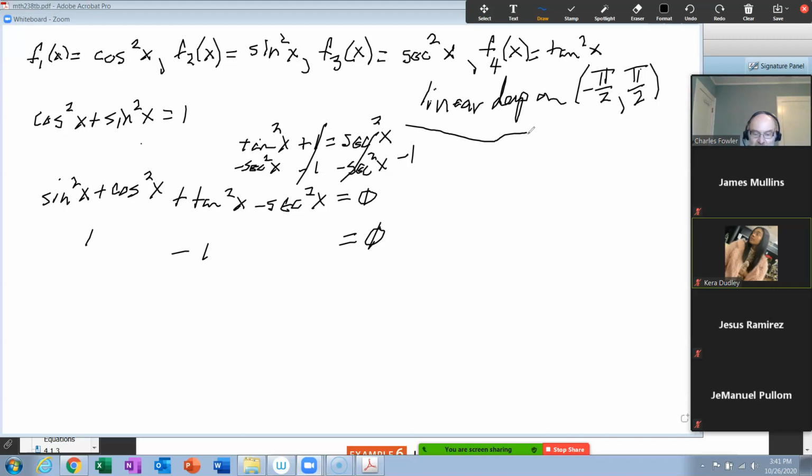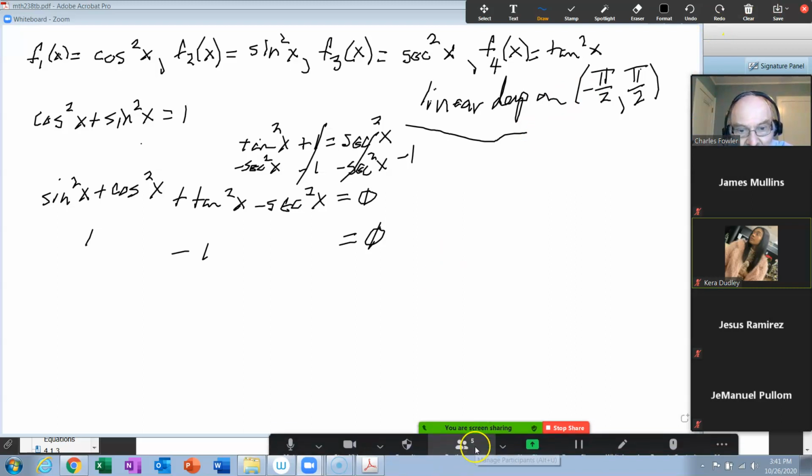So when C1 equals C2 equals 1, C3 equals minus 1, and remember the C3 was the secant squared, and C4 was 1, you now have some linear combination of those functions that indeed equals 0 without all the coefficients equaling 0. Now we've got 4 minutes left. Let's see what we can get done back in our text.